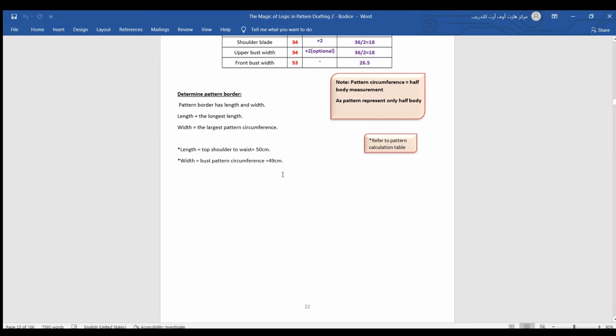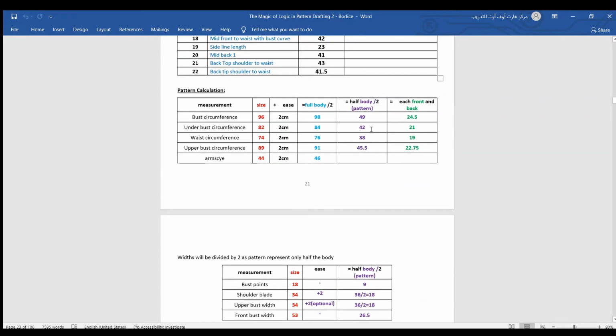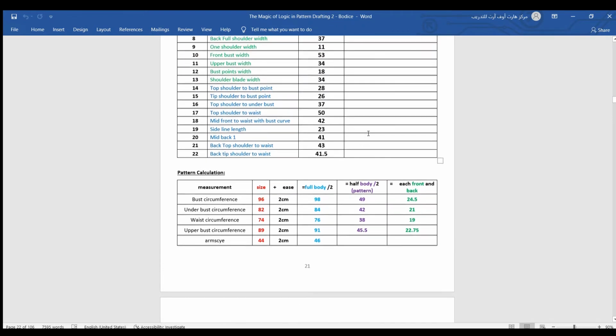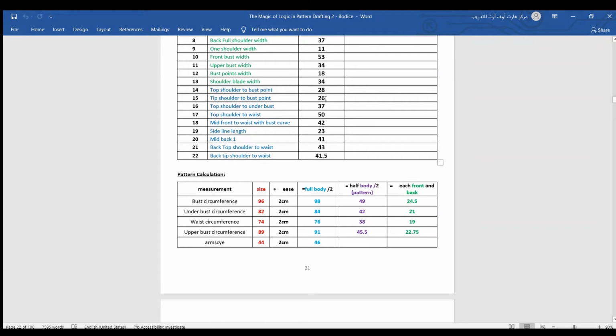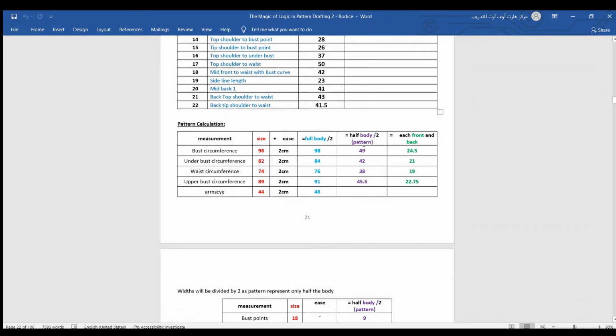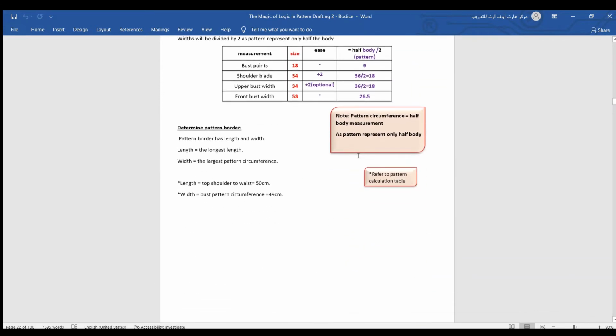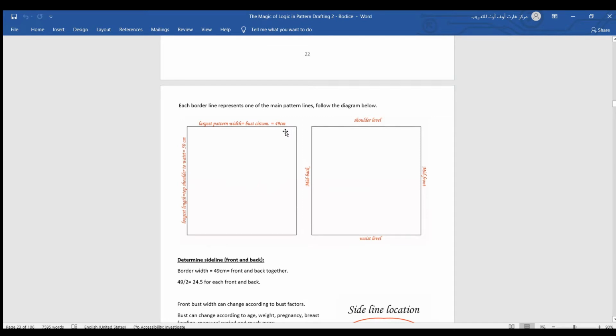you have to draw now the border. It's the main thing. The border has a width and a length. The length of the border equals the longest length, and the width equals the largest pattern circumference. The pattern circumference means the purple one. Okay, so which length from this blue one is the longest? As you can see here, it is the top shoulder to waist, which is 50 centimeters. And here, among all these purple ones, the pattern measurements, the one with the biggest width is the bust circumference, which is 49 centimeters.